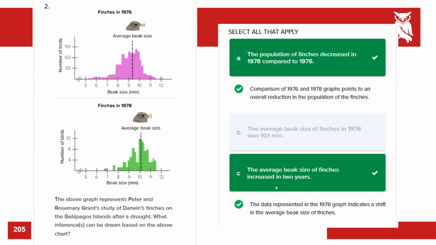And then the average beak size increased in 2 years. You can just see where they have the averages between these. And obviously this is driven because a lot of these finches with smaller beak sizes didn't survive during the drought. They didn't have as many seeds to eat, etc., so they died out.